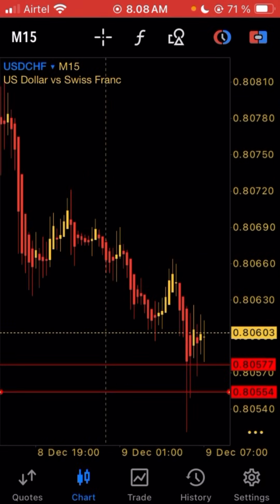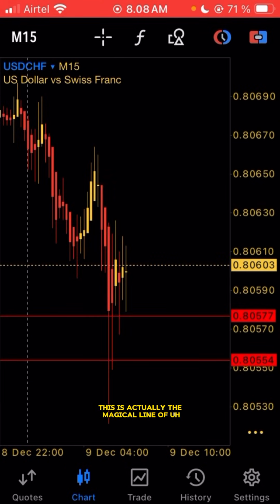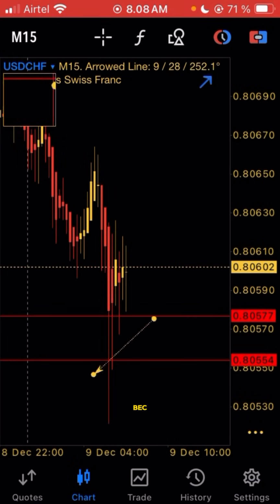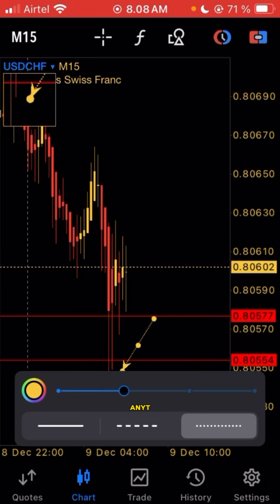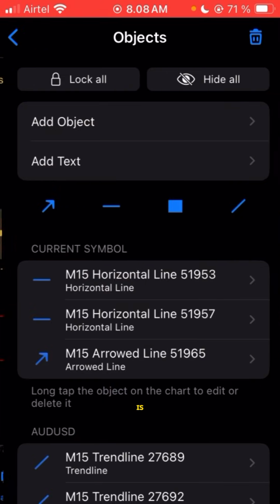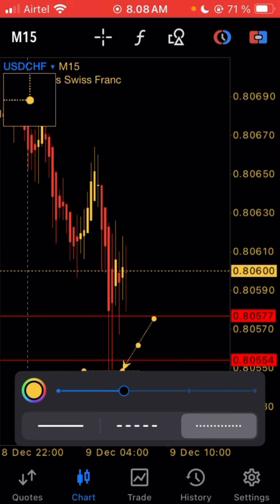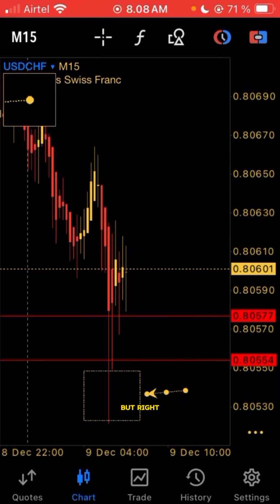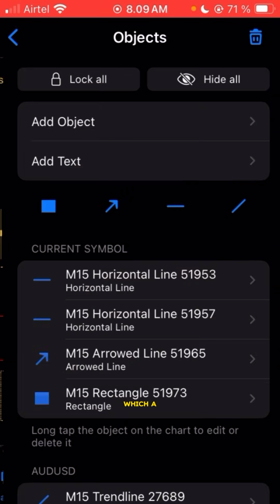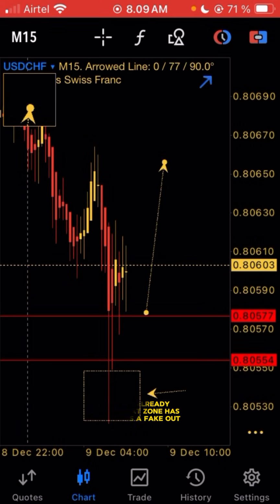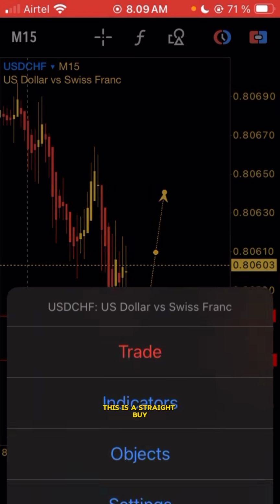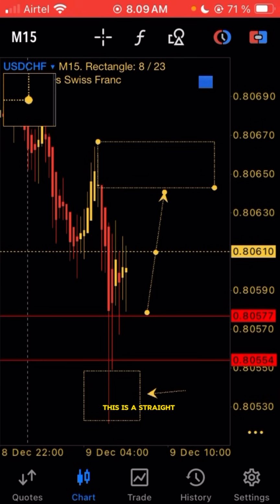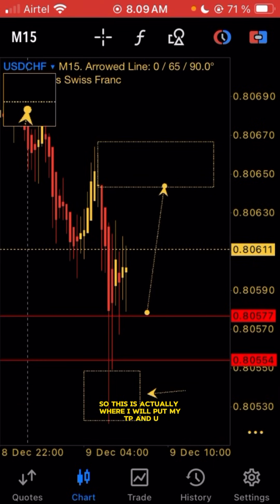Now right here, this is actually the magic line in this case, because any time you see red on my chart is actually a dangerous tool that I'm using at that very moment. It's a simple tool, it's a horizontal line, but right there's a fake out, which already from that zone has given us a fake out. This is a straight buy. No need to explain, no need to talk too much. This is a straight buy. So this is actually where I will put my TP.